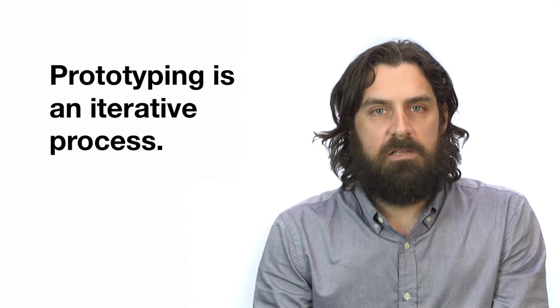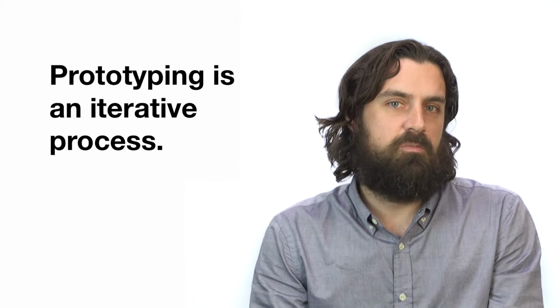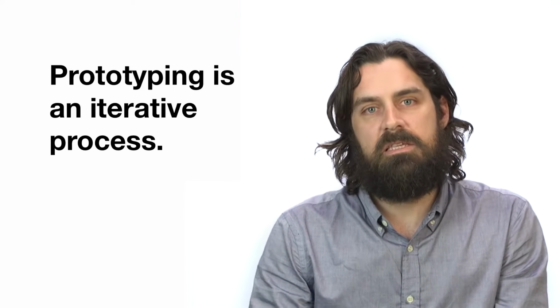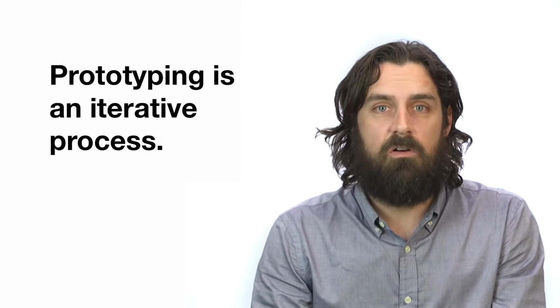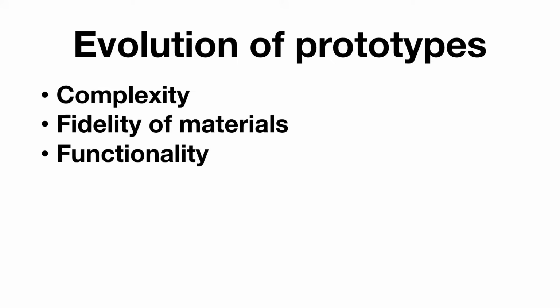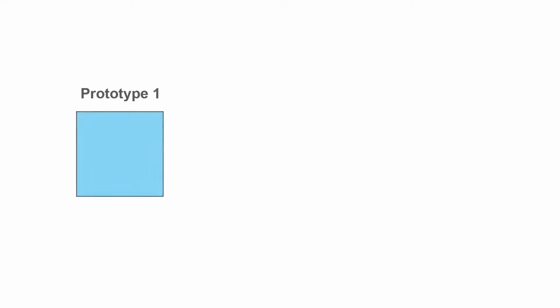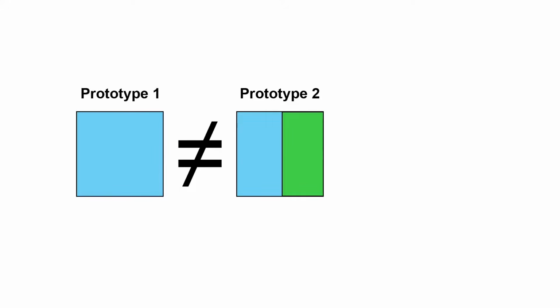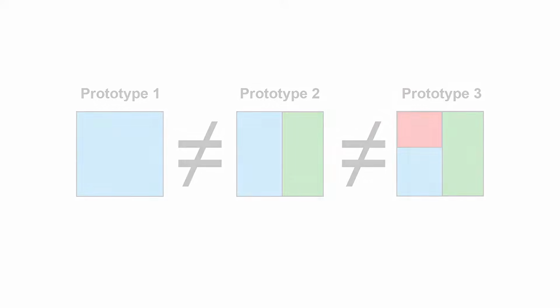Prototyping is an iterative process. This is a central feature to the prototyping process. And another way to state this is that prototypes evolve over time. Evolution of the prototype is the process the prototype or component moves through as they change one or more of the following: complexity, fidelity of materials, functionality, or features. This requires iteration in order to be made. This means that prototype 1 should be different from prototype 2 and different from prototype 3.